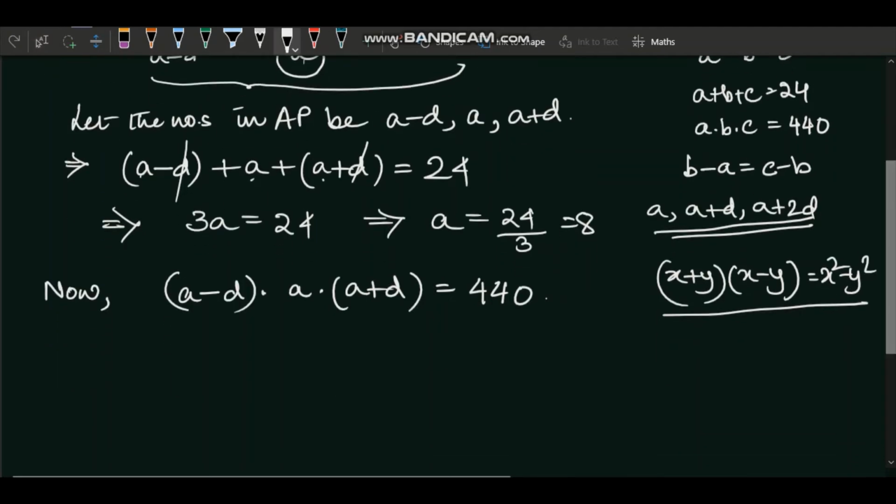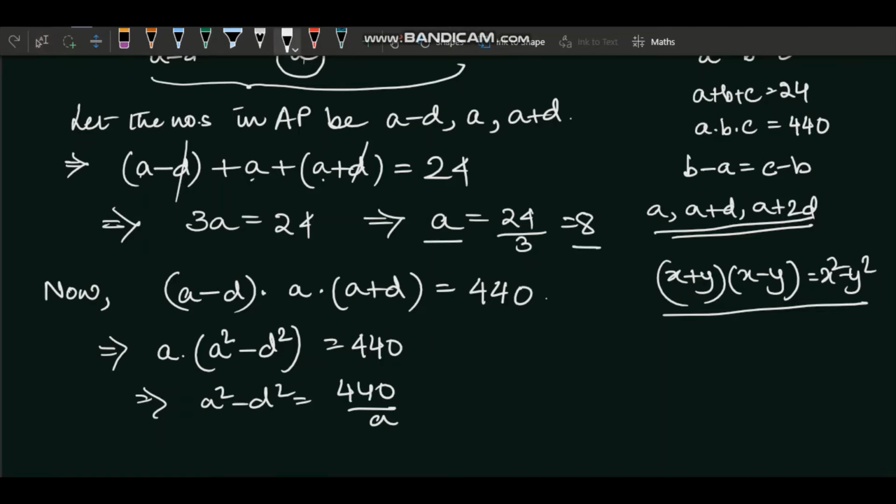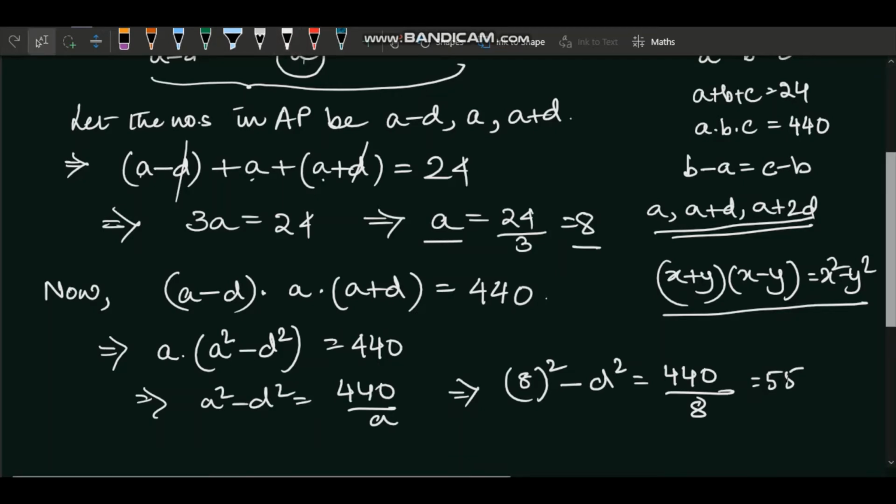We are getting a square minus d square equals 440. So what is a square minus d square? This is 440 by a, and just substitute the value of a now. So we have 8 whole square minus d square equals 440 by 8, which is obviously 55. So it's easy to find the value of d now.